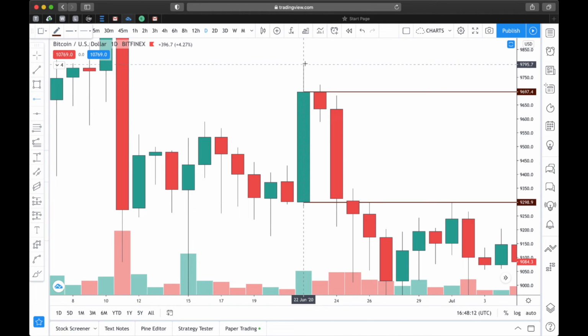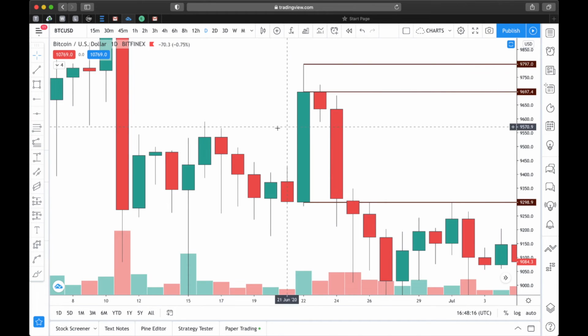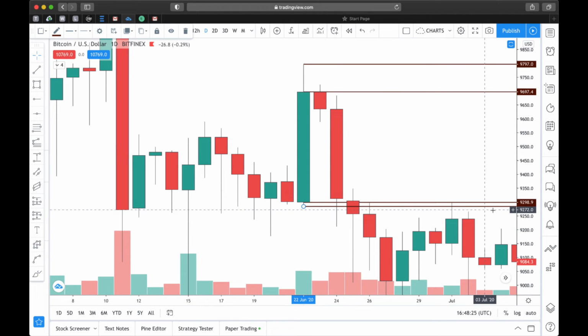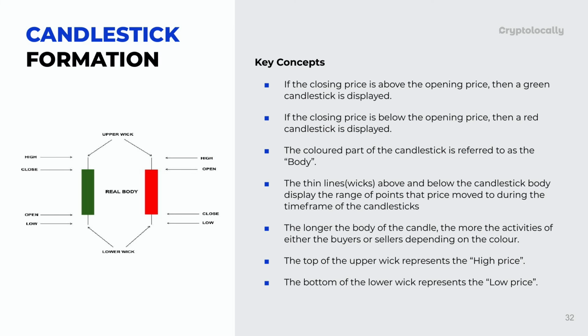The highest Bitcoin got to that day is this wick. So here at the top is 9,797. And then the lowest Bitcoin got to that day is this little thing here. That's the lowest it got to, which is 9,284. Do you understand?